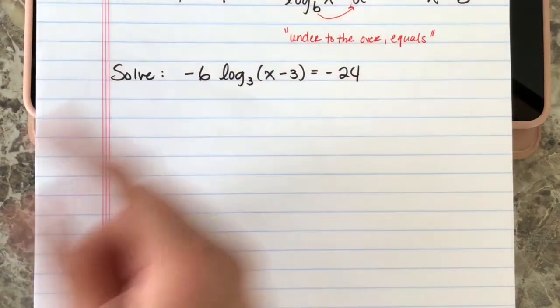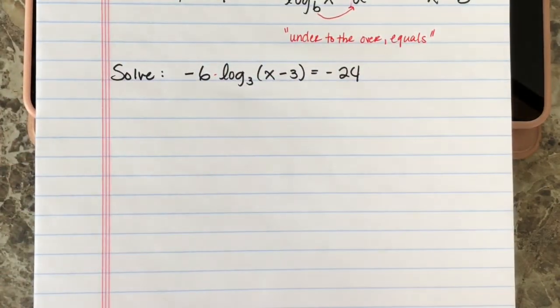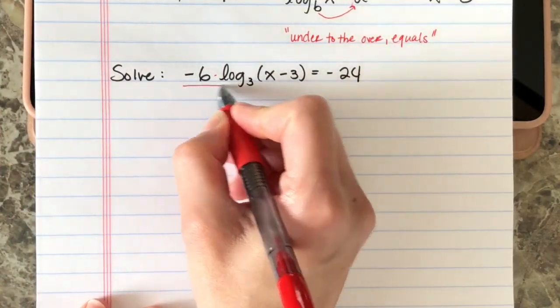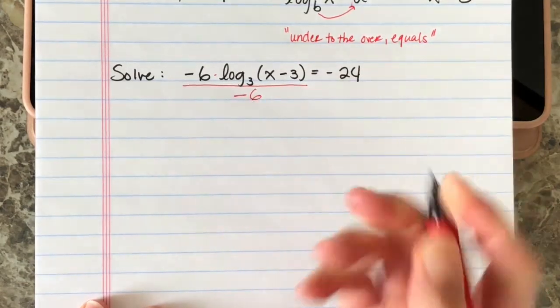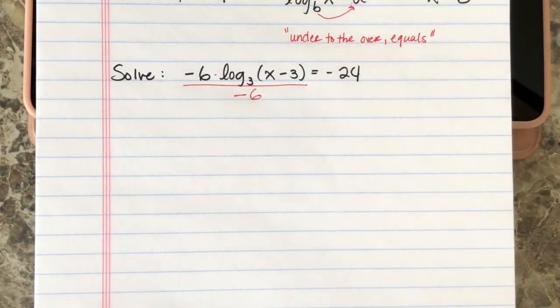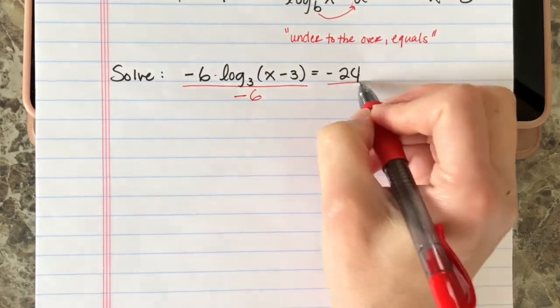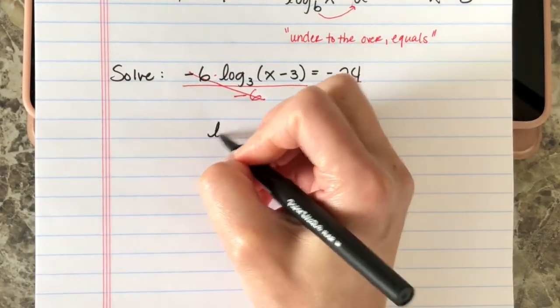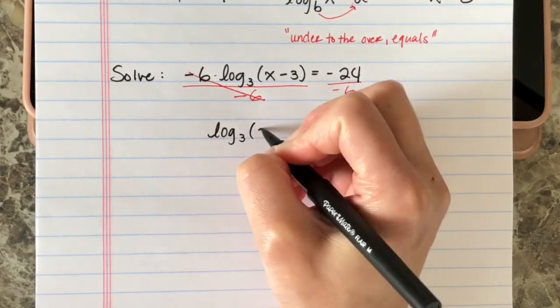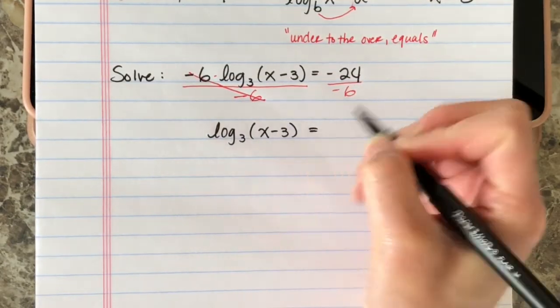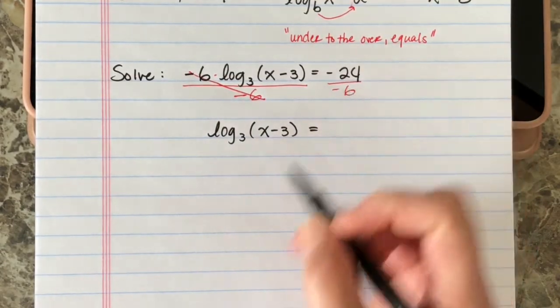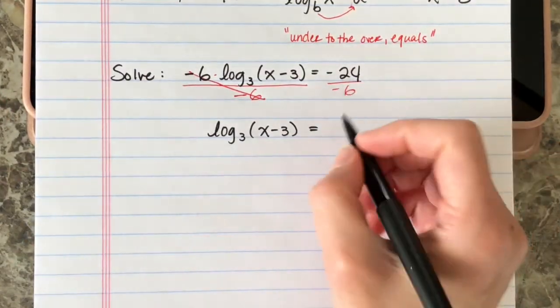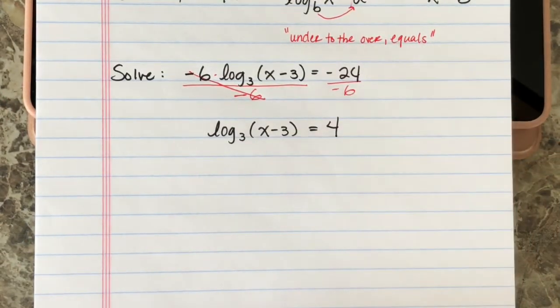So right now what's happening to the log is it's being multiplied by -6. So I've got to undo that multiplication. So I've got to divide by -6. And what you do to one side, you do to the other. Those are going to cancel, leaving you with log base 3 of x minus 3 equals negative divided by a negative is a positive. 24 divided by 6 is 4.